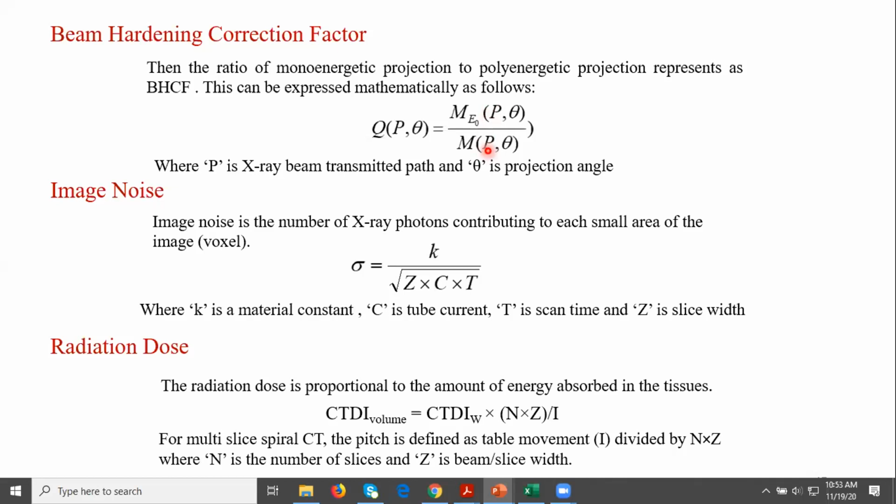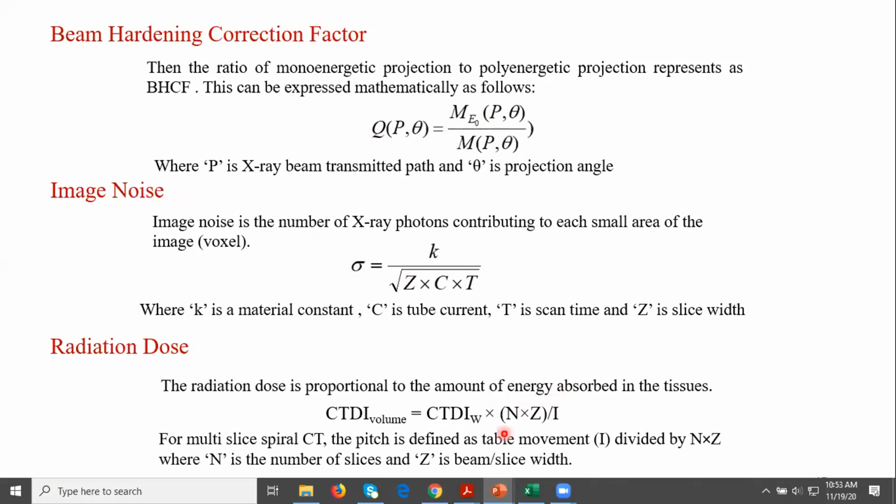This energy means when I'm using the CT scanner, we are using the voltage, tube current, and time. Voltage, tube current, time we have taken. When I'm taking the image noise, this is the formula: we have to take the standard deviation. Sigma is equal to k by under root of z into c into t. Z is the slice thickness, c is the tube current, t is the time. So here also current is there. So when I take the radiation dose, this is the value.